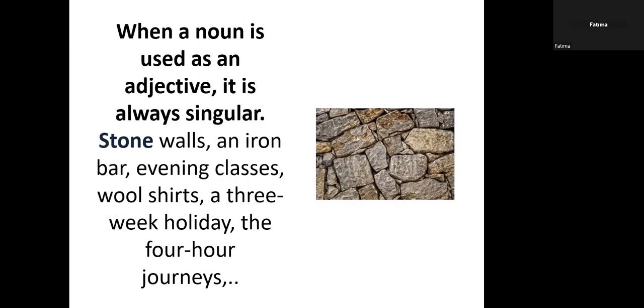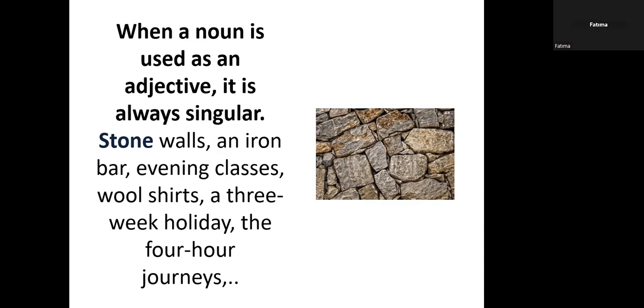Okay. When a noun is used as an adjective, yes, it is also like in Turkish. For example, wooden table, yes, stone wall, yes. So when a noun is used as an adjective, it is always singular. This is a significant, important detail. For example, we can say stone walls, okay? We cannot make stone plural. We must use the singular form of it, okay?